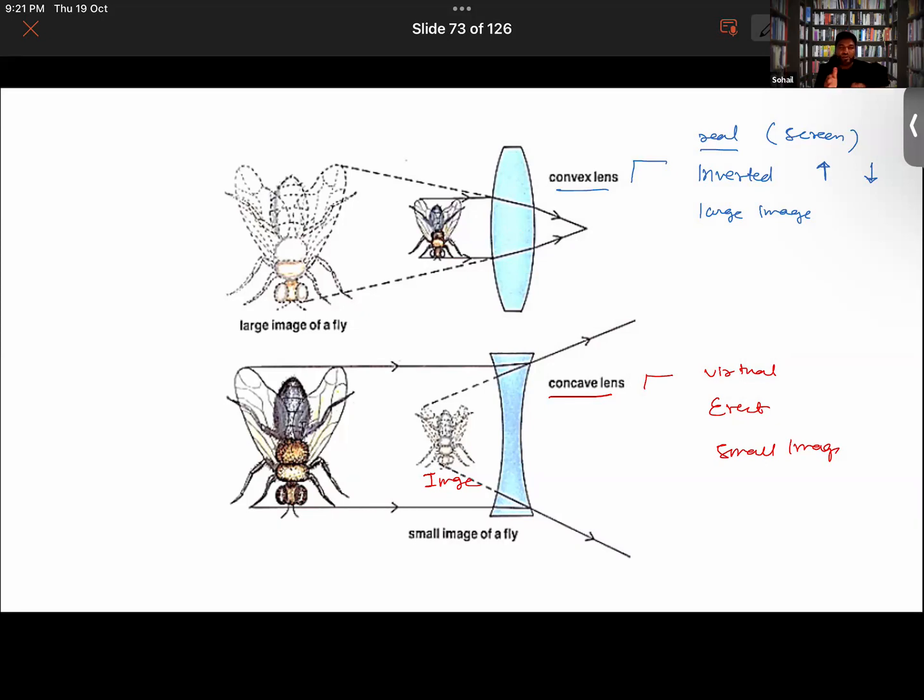Sir, do we have calculations too? Yes, we will be solving a few numerical questions. There will be some calculation based questions, just like the angle of incidence and the angle of reflection, the reflected ray. Yes, sir. Regarding that, we will be discussing a few questions.